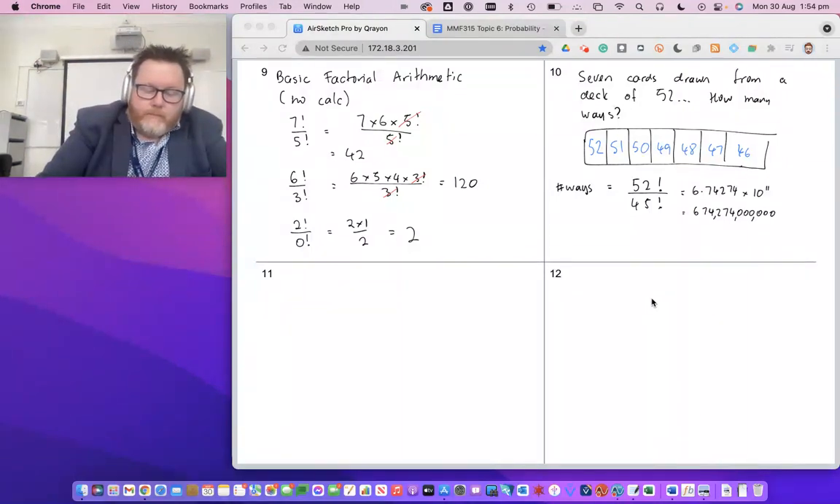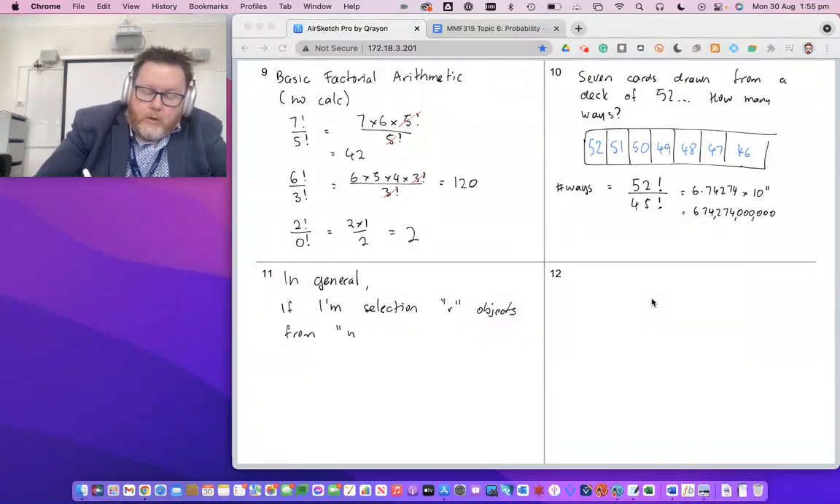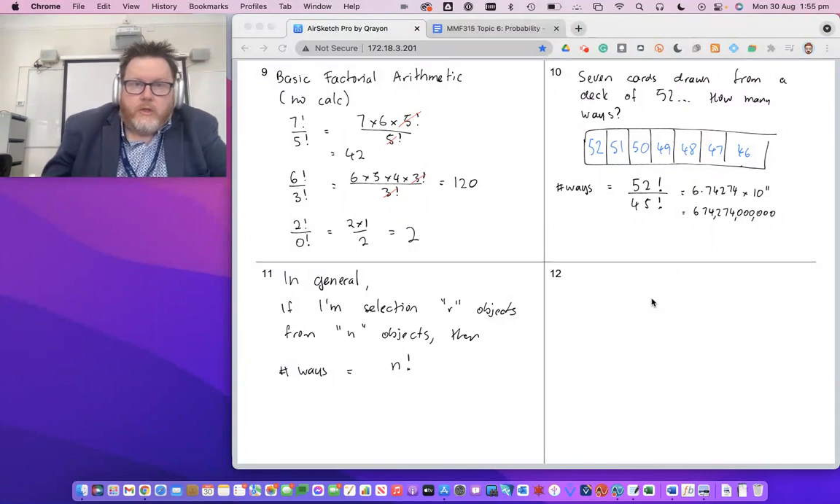So in general, if I'm selecting R objects from N objects, then the number of ways would be N factorial, so 52 times 51 times 50 times 49 all the way down to 0, but then I have to divide it by the difference between the two. So it would be N minus R factorial.